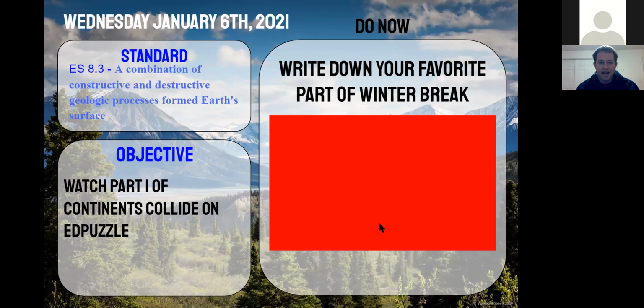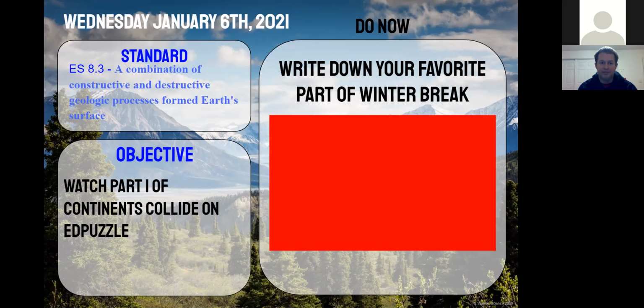So now we're going to be moving on to looking at a combination of constructive and destructive geological processes that have formed Earth's surface. And that's Earth Science Standard 8.3. So what are some things that form Earth's surface? What do you think? Who could tell me? What's something that has formed Earth's surface? Think of a geological process. You maybe see them in Hawaii. It is in the background. You can kind of see the background. Volcanoes. Yes, volcanoes. Great job, PJ.